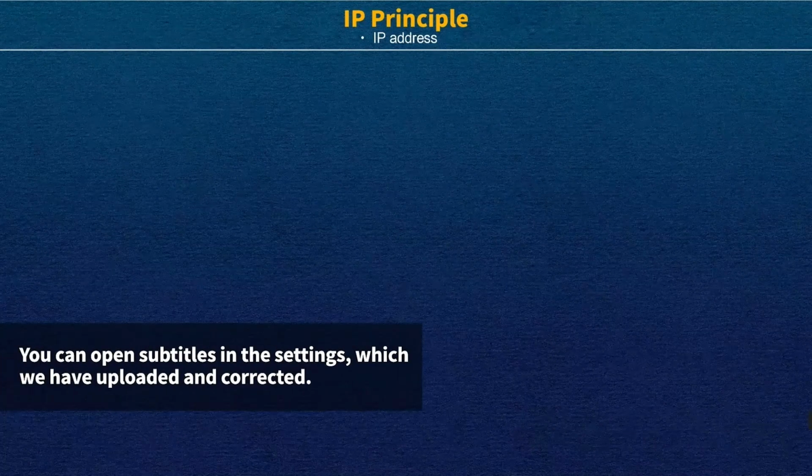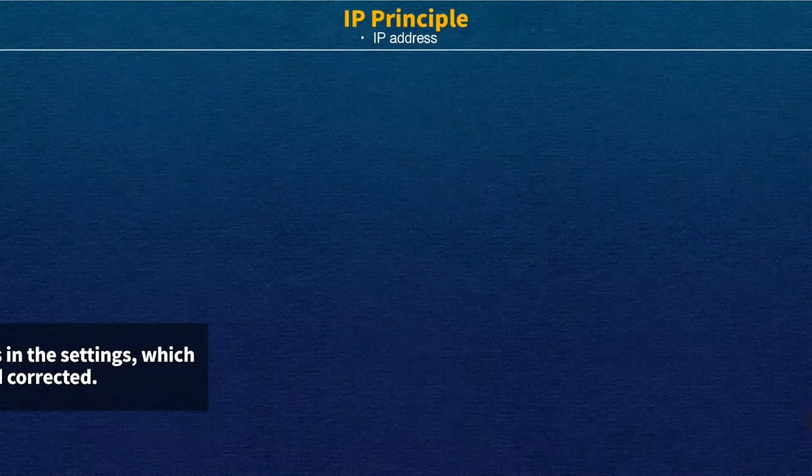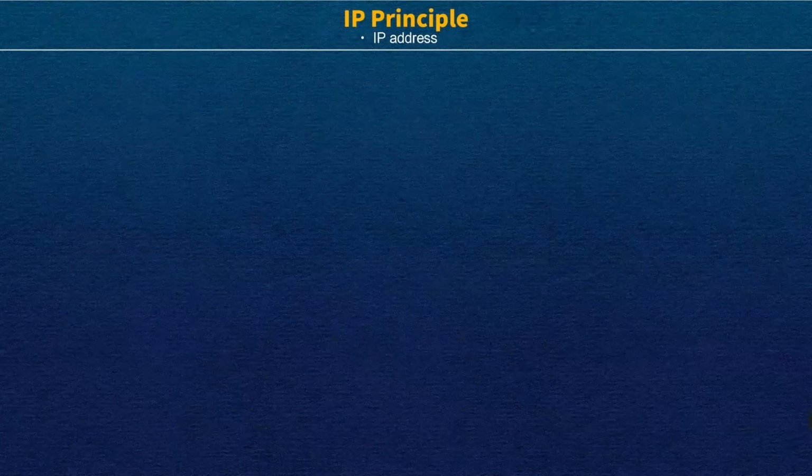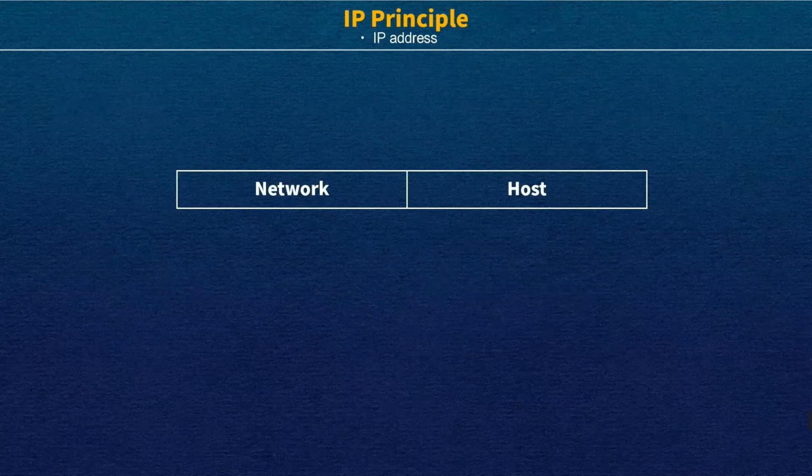Now let's see the IP address. It's very important for the network device and for the terminal to add the IP address information into the packet, and then we can follow the traffic according to the IP address information.